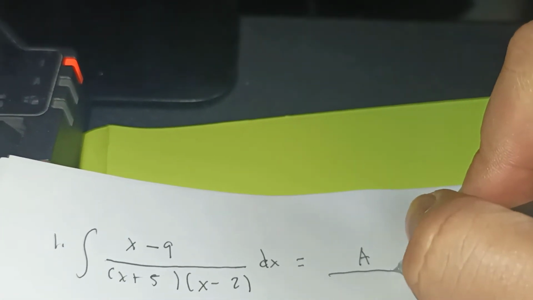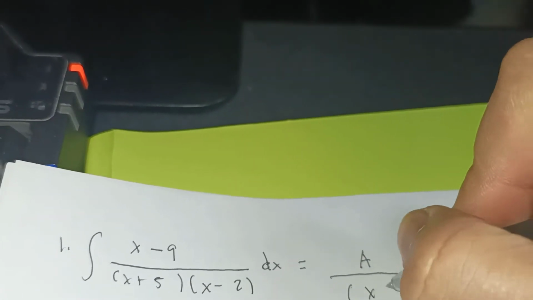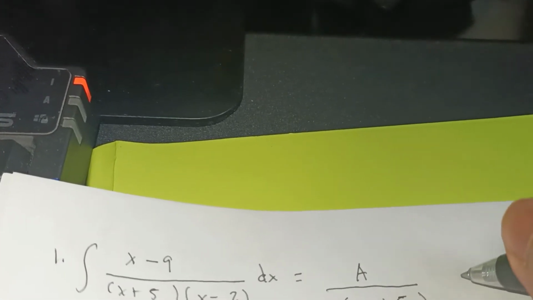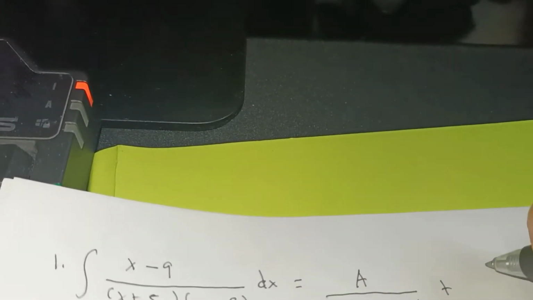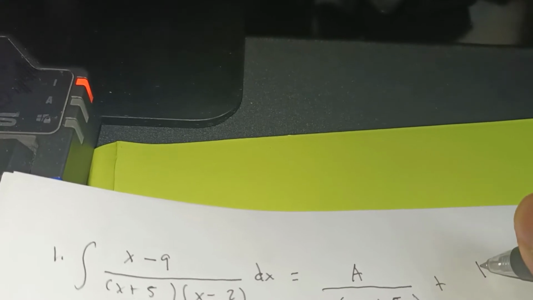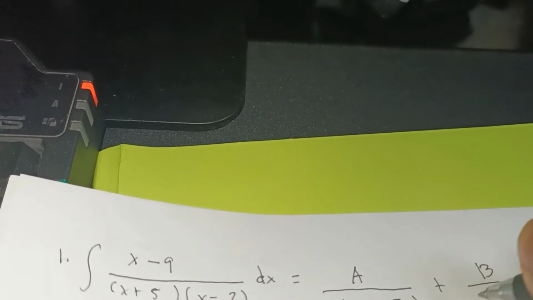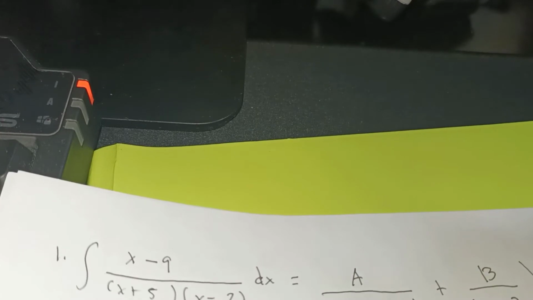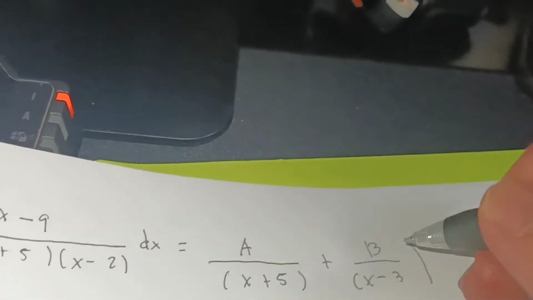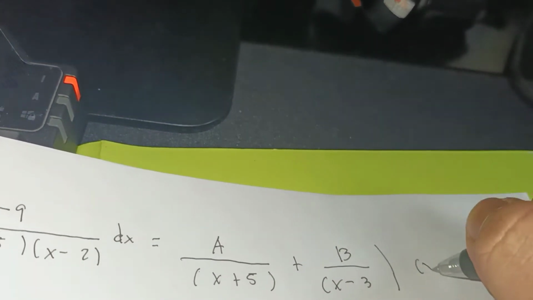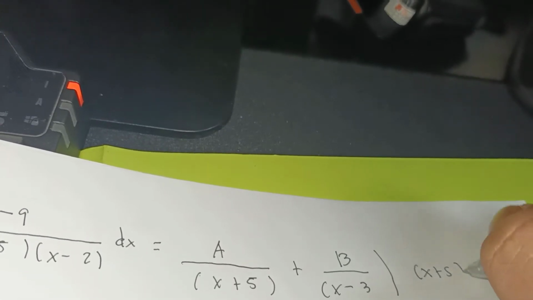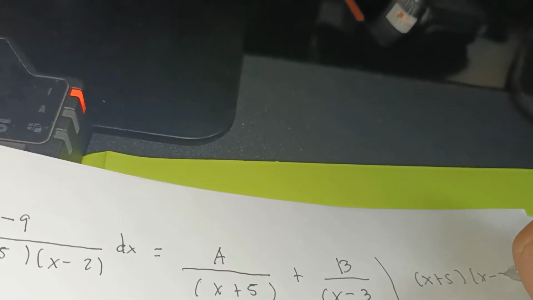A over x plus 5, and then plus B over x minus 2. So you just write here x plus 5 times x minus 2.